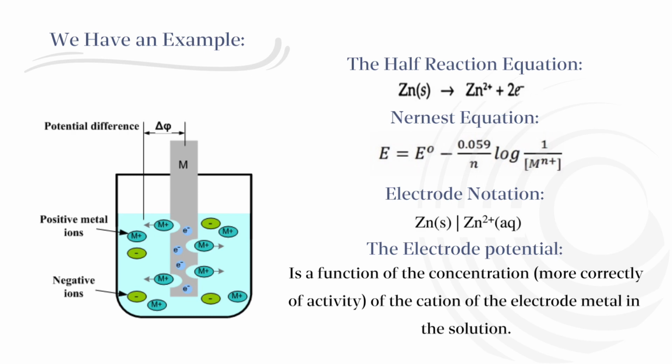And now the Nernst equation will be presented. We have also the electrode notation. In the end, the potential of this electrode is a function of the concentration, more correctly of the activity, of the cation of the electrode metal in the solution.